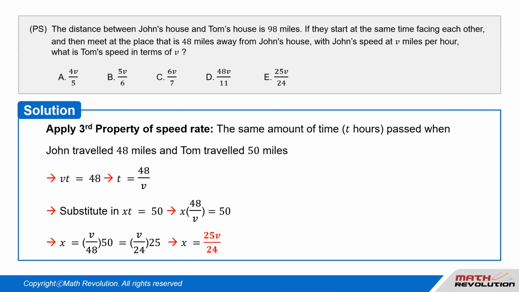On speed questions on the GMAT, third property of speed rate is important because it indicates that the same amount of time passes. Thus, E is the correct answer. Answer: E.